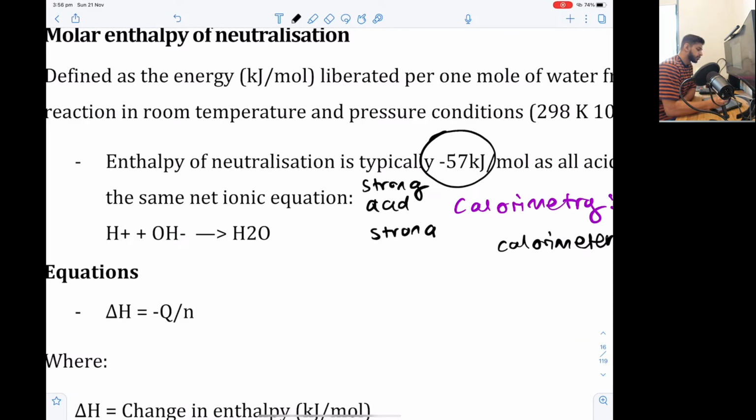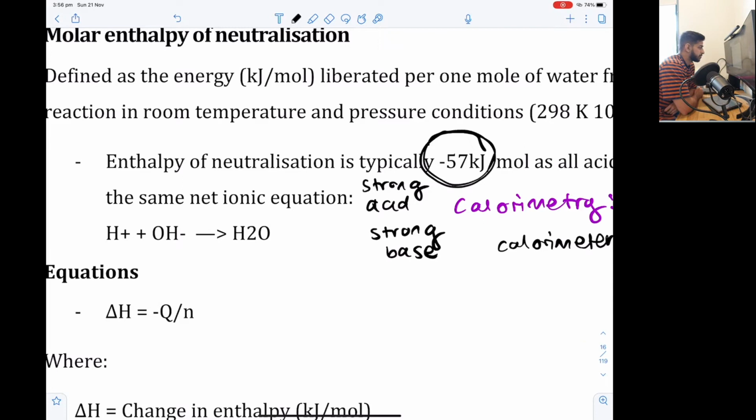So if you have a strong acid and a weak base, you will liberate less energy than this. That is to do with the bonds in that weak base. So remember, if you ever have a weak acid or weak base, it's going to lower this enthalpy change. Everyone with me? So let me give you a thought experiment.